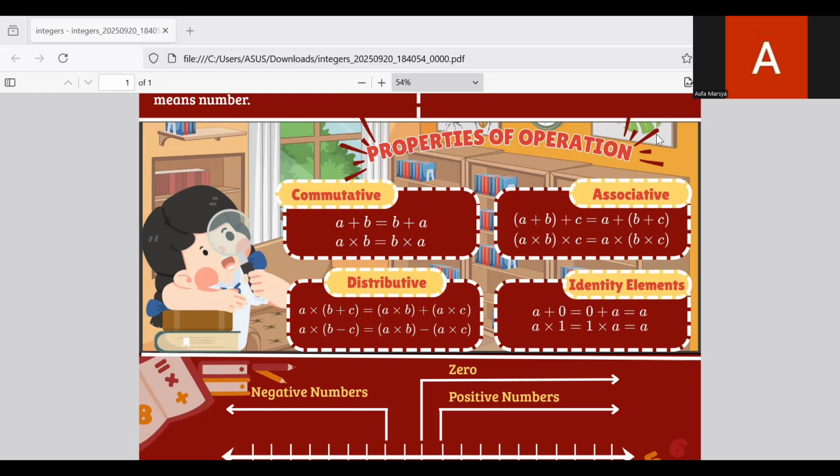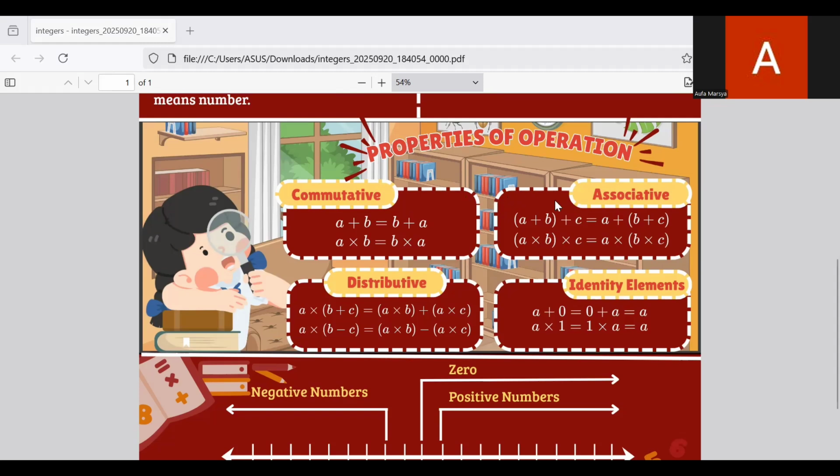Apart from operations, of course, there are also properties of integer operations. First, commutative. If A plus B equals B plus A, and A times B equals B times A. In commutative, if there are two numbers with addition and multiplication operations, then the property is commutative, so if positions are reversed, the result will be the same.